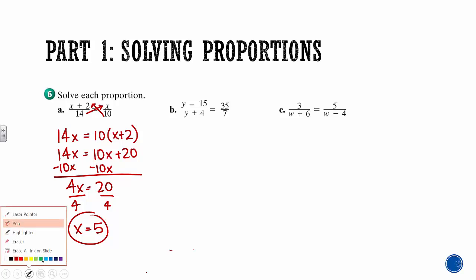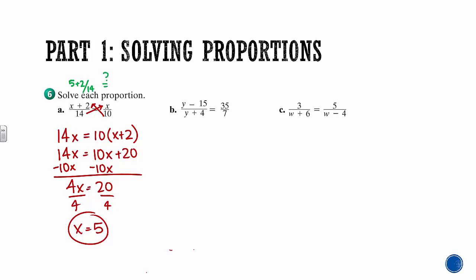Plug it back in. So I'd end up with 5 plus 2 divided by 14 on one side, and I want to know if that equals 5 divided by 10. Well, 5 plus 2 is really 7. And 7 over 14 is definitely equal to 1/2. So I know that this is true. These are going to be solved exactly the same way.